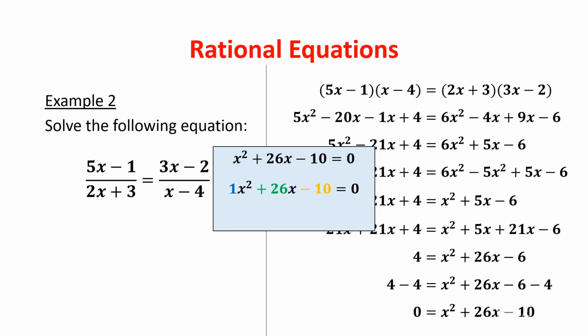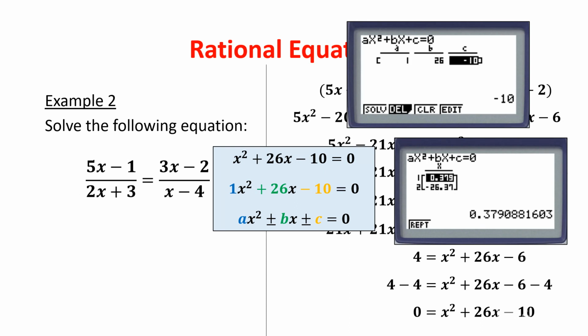I've got it into the form of ax² ± bx ± c. So I grab my calculator, enter a is 1, b is 26, c is negative 10, and my two solutions are 0.38 and negative 26.38, rounded to 2 decimal places.